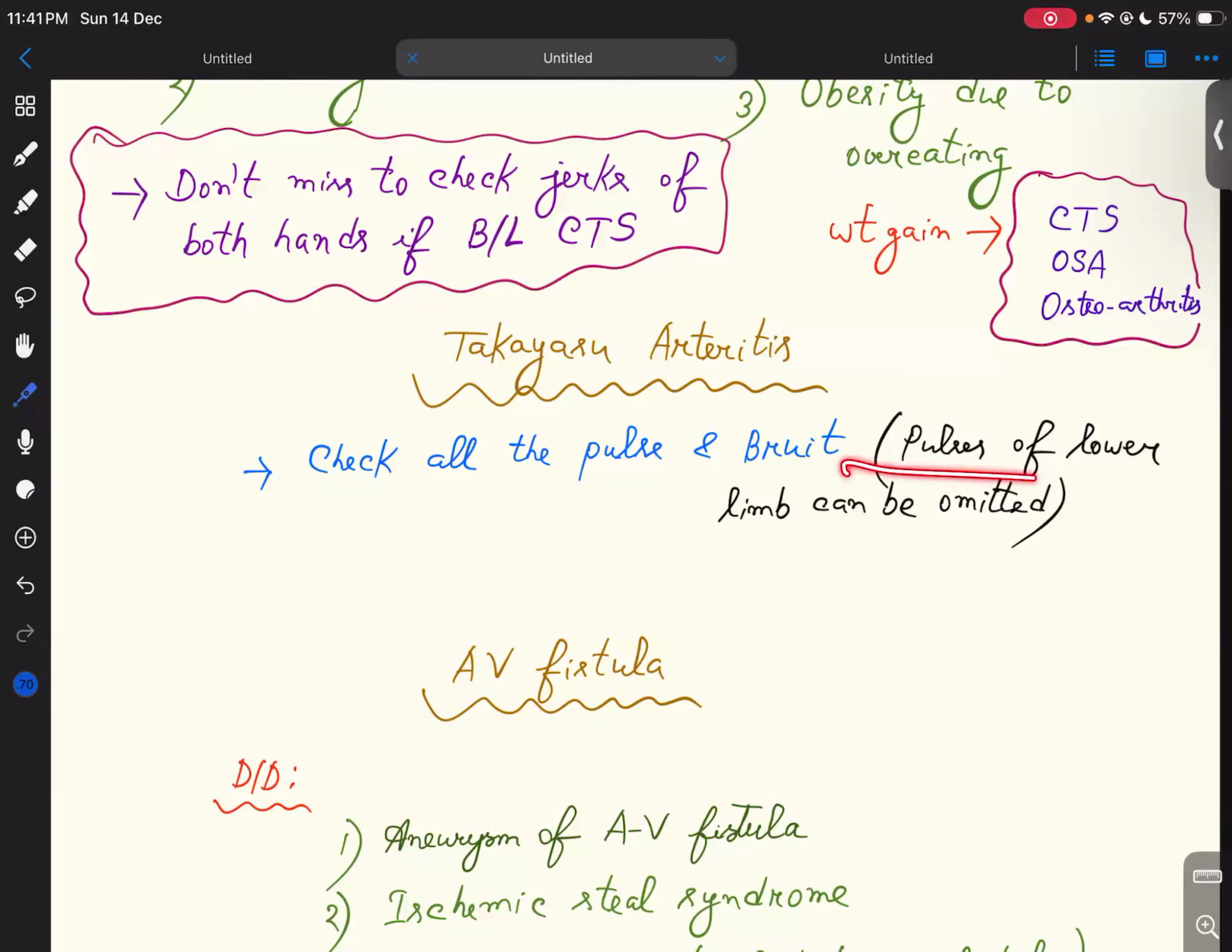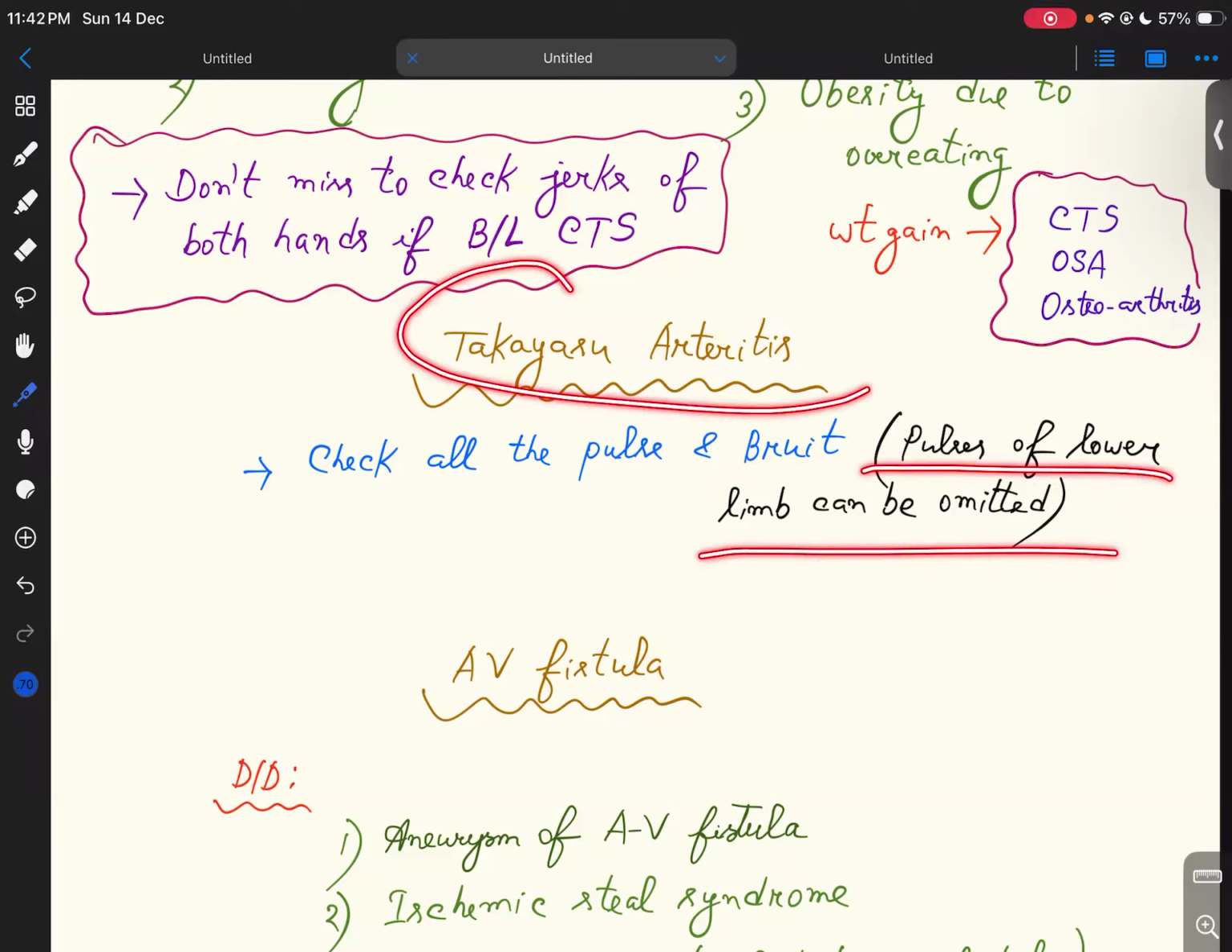This case came in Kolkata, and the candidate did not examine the lower limb pulse. And the examiner asked, why did you not examine the lower limb pulse? Can anyone give me the answer? Why can we omit examination of the pulse of the lower limb in case of Takayasu?